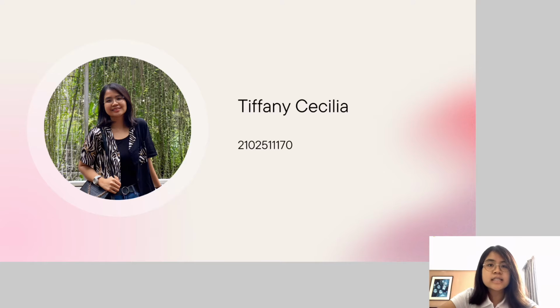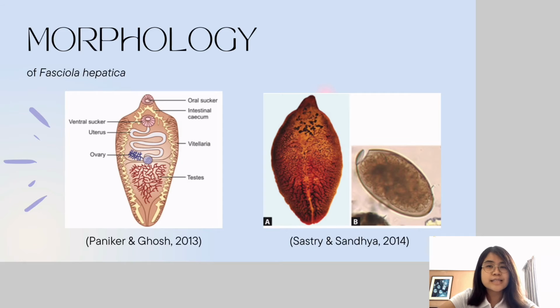My name is Tiffany Cecilia and now I will explain about the morphology of Fasciola hepatica. First is the adult worm. The shape of the adult worm is large. Their leaf-like body has fleshy flaps. Their color is gray or brown. They have a conical projection which contains an oral sucker at the anterior end and a rounded posterior end. It lives in the biliary tract of the definitive host for many years. Fasciola hepatica is hermaphrodite, with both male and female reproductive organs.